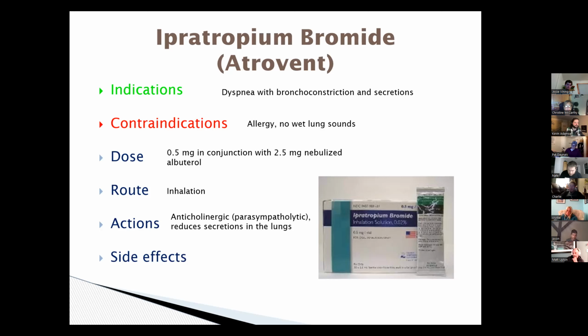Parasympathetic. And it reduces secretions in the lungs. That's the big deal. If we hear liquid along with that wheezing, we want to dry it up a little bit, open up those bronchi. Side effects can include dizziness and nausea.